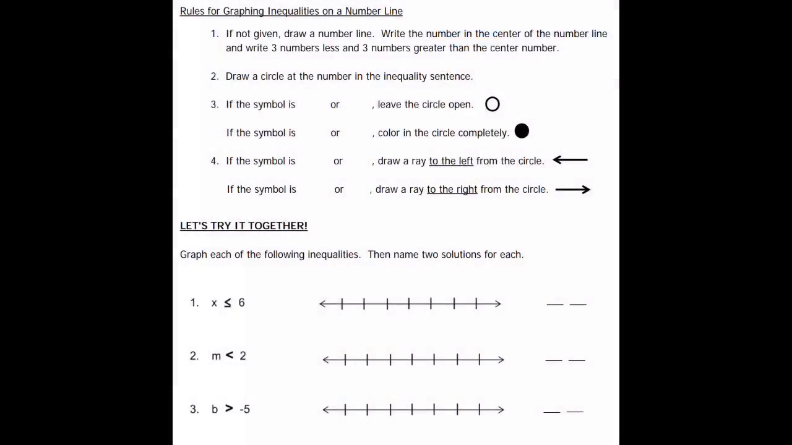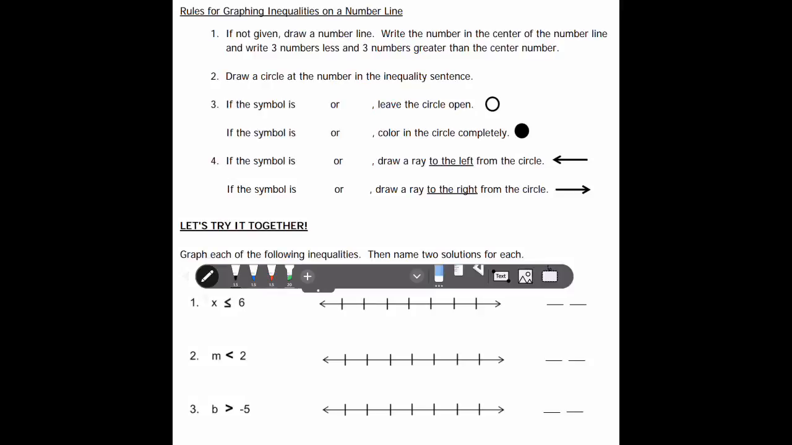All right, time for some notes on the rules for graphing inequalities on a number line. So number 1, if you're not given a number line, you do need to draw one. And what you're going to do is write the number in the center of the number line and write 3 numbers less and 3 numbers greater than the center number. So what you may be wondering is, well, what number? Well, I'll give you an example.